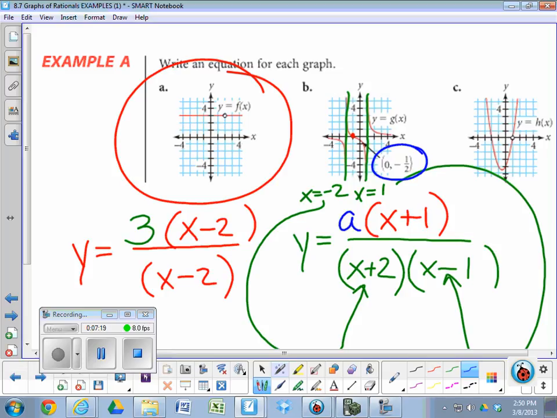Okay. Go ahead and plug in 0. What's 0 plus 1? 1. What's 0 plus 2? 2. What's 0 minus 1? And what's negative 1 times 2? Negative 2. So there's no A. A must be 1. It hasn't been dilated. Without the need for a dilation constant, it goes through the point it's supposed to go through. All right? This is the function. Go ahead and check it on your calculator to make sure it looks like that.